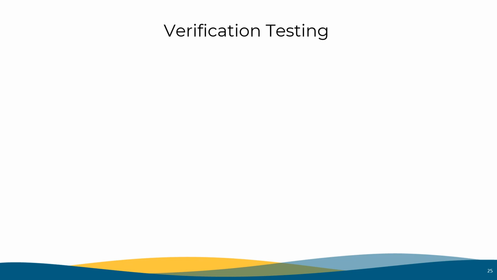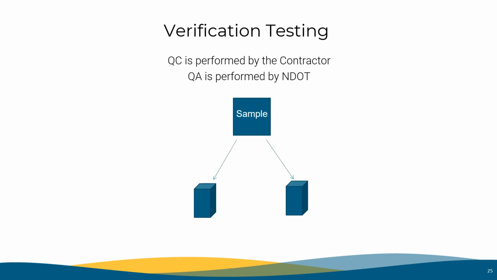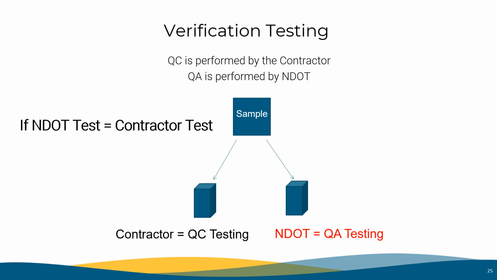So let's look at the second core principle. It is verification testing. Here, the QC testing is performed by the contractor, and the QA testing is performed by NDOT. Each sample is split into 2 equal samples, 1/2 for the contractor and 1/2 for NDOT. The contractor sample is what is called the quality control test. The NDOT sample is called the quality assurance test, and it is quite that simple. If the NDOT test correlates with the contractor's test, we say that the test results are valid, and we accept the contractor's test to be used to determine acceptance and pay factors.